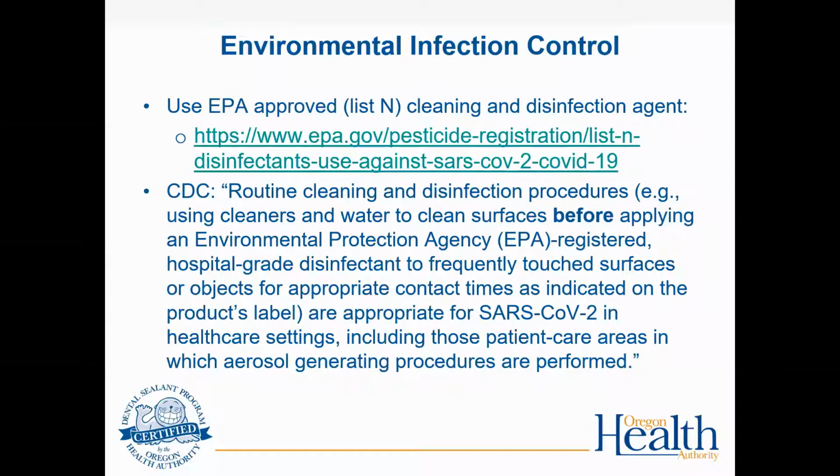For environmental infection control, not only do we need to follow our manufacturer's directions for the disinfecting agent that we choose, but we also need to make sure that it is on the EPA approved list, and that's List N. And it may have different guidelines for virus than what it's said on your manufacturer's directions. So you need to check both. And we use Cavicide 1, and the EPA recommendation is that it's a 3-minute wet contact time for disinfecting.